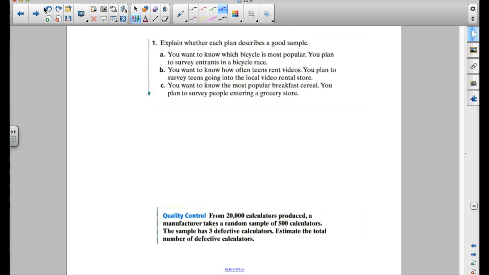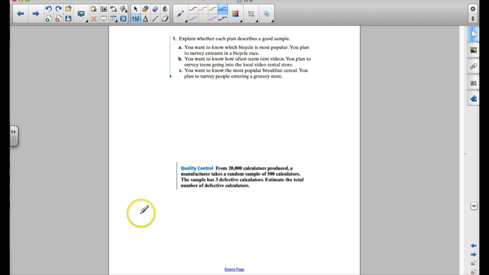So let's try some of this. Now we're going to use our surveying to do this. From 20,000 calculators produced, a manufacturer takes a random sample of 500 calculators. The sample has 3 defective calculators. Estimate the total number of defective calculators. Well, if we went here and it says every 3 out of 500 are defective. Well, I don't know.